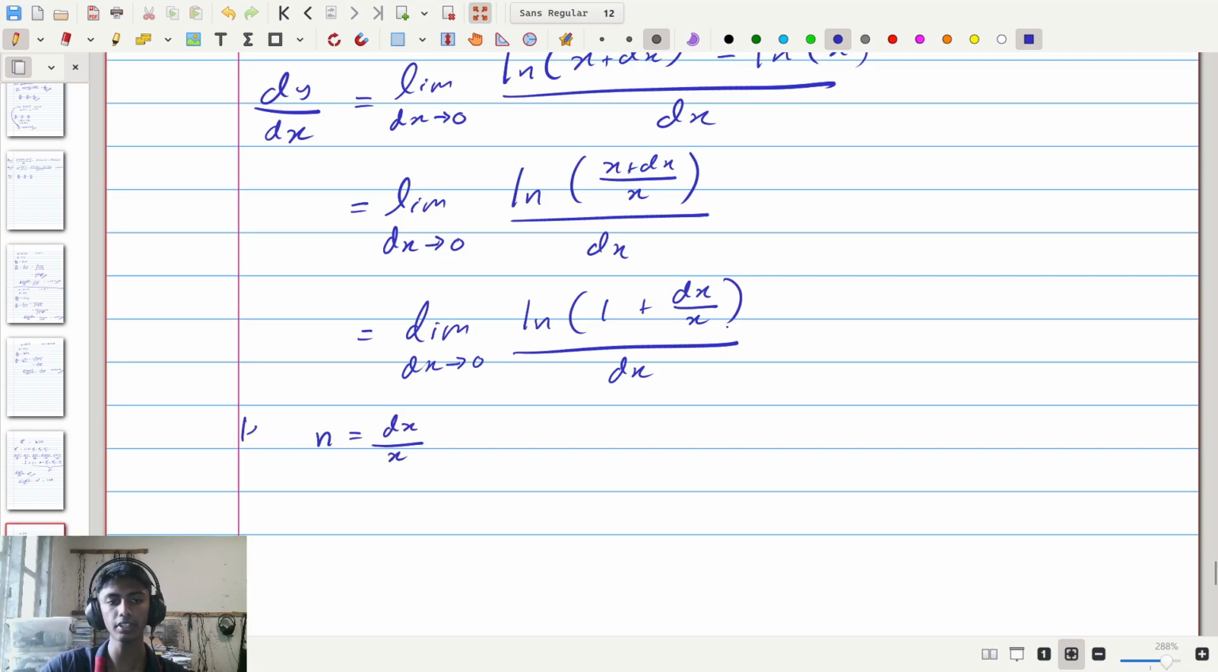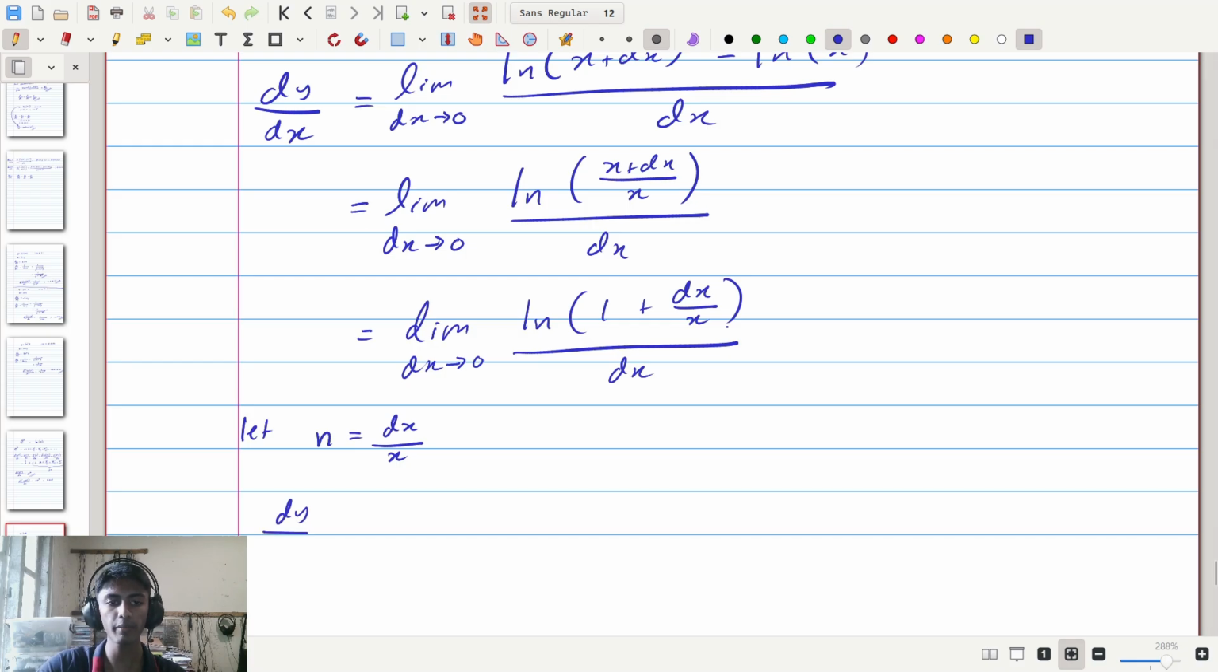Using this, let n be equal to dx by x. We can see since x is some finite value, when dx approaches 0, we have 0 divided by some finite value, so therefore n is also going to approach 0. So then we can see that the limit as dx approaches 0 is also going to be equal to the limit as n approaches 0. So we can replace that.